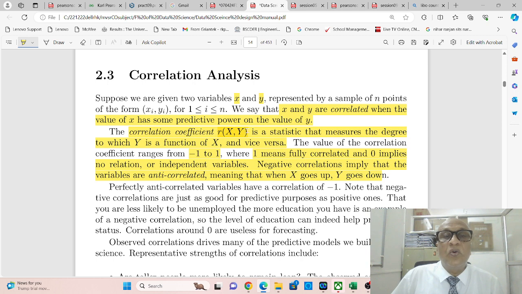There is one term called the correlation coefficient in statistics. It measures the degree to which y is a function of x and vice versa. If the correlation coefficient value is negative, it indicates negative correlation. If it is positive, it indicates positive correlation. If it is 0, it indicates no correlation. So it varies between -1 and 1. When it is negatively correlated, it is called anti-correlated. Meaning, suppose x goes up, then the value of y goes down.